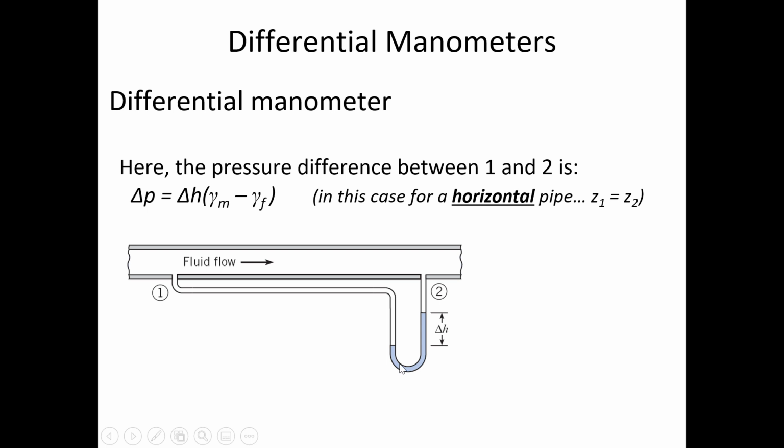This is telling you the change in pressure that's caused by pipe friction, and the way that you'd quantify it is with the deflection of what's in the differential manometer.